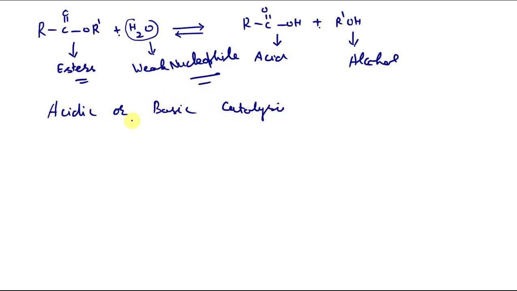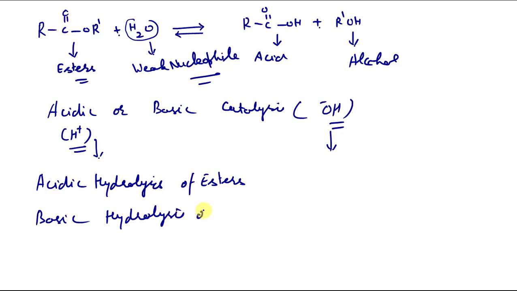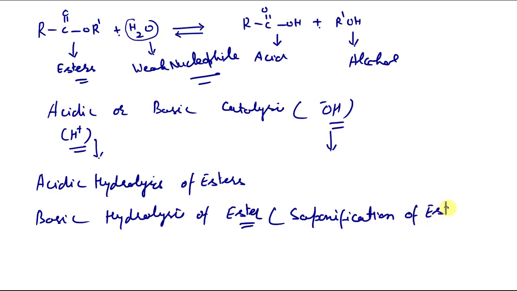So we can increase the rate of reaction by using any mineral acid. We will represent it as H positive, or we can use some base, some alkali like OH negative. So these will increase the rate of reaction. If we use an acid catalyst, then it is called acidic hydrolysis of ester, and if we carry out the reaction using a base catalyst, then we call it basic hydrolysis of ester. We will discuss both of these mechanisms one by one, and basic hydrolysis is also called saponification of ester. We will learn why it is called a saponification reaction.